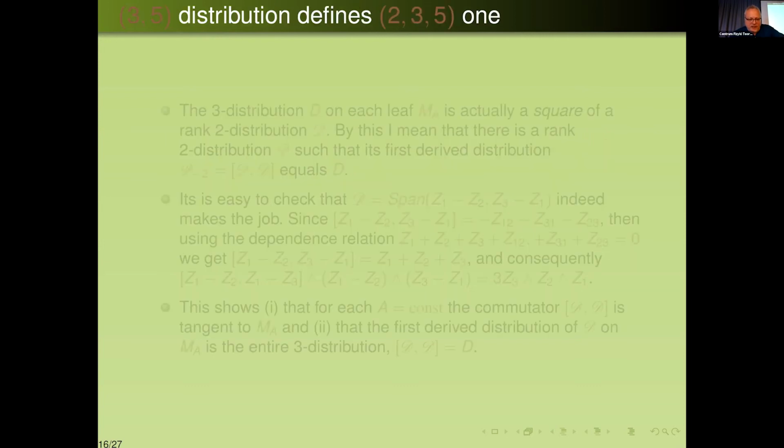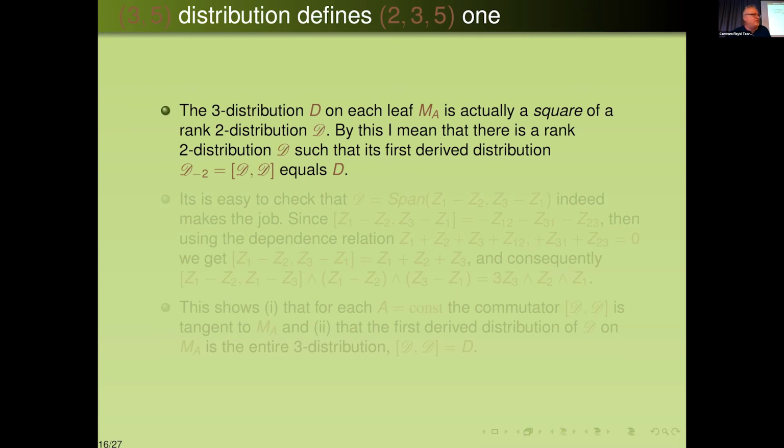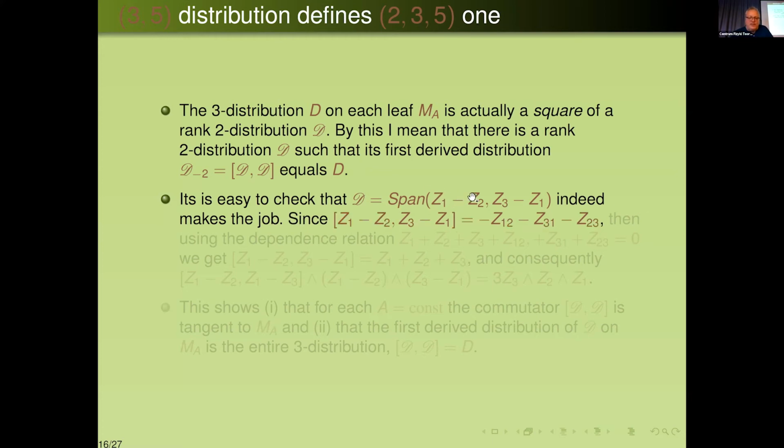Okay, so there is this 3-5 thing, and it is known that 3-5 distributions define a 2-3-5 distribution. So given a 3-5 distribution, there should be a rank 2 distribution such that its derived distribution D minus 2 is D. So somehow it's an algebraic fact that with a 3-5 distribution, you can get a 2-3-5 by taking sort of a square root of this rank 3 distribution. Okay, but in this case, definitely there is a 2-3-5 distribution. So it is easy to check that if I take Z1 minus Z2 and Z3 minus Z1, then there is a rank 2 distribution, which is actually 2-3-5, because one can calculate it simply. So you calculate the commutator of this one with this one, you produce that one, which is the derived one.